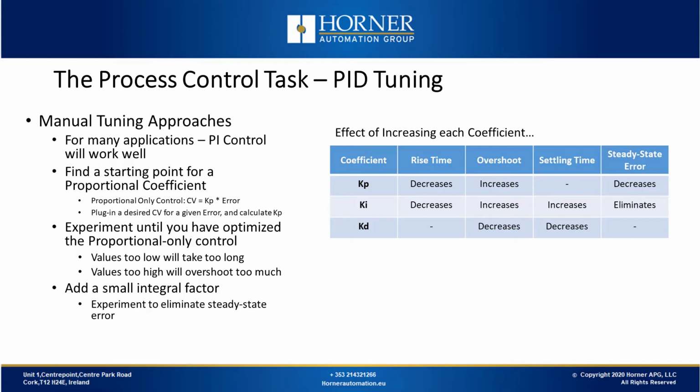When you're happy with the steady state error, you could be done. But if you want to improve settling time, or prevent a little bit of overshoot even more, you may add a small amount of derivative as well. So those are different approaches that you could take for manually tuning your application.